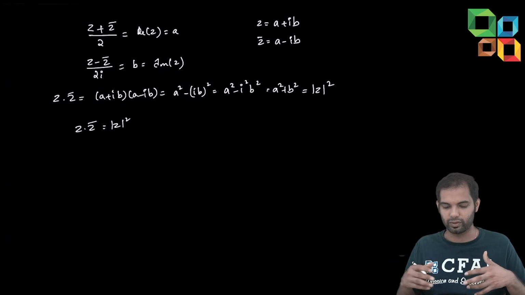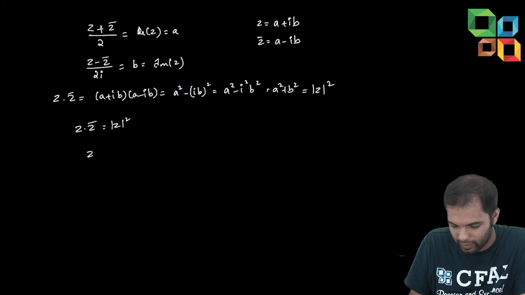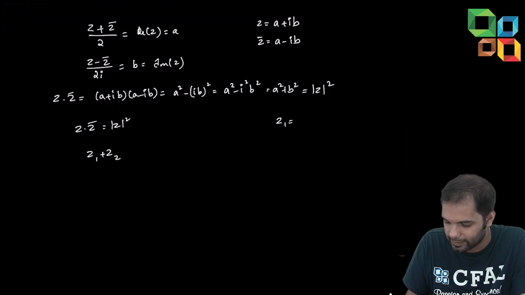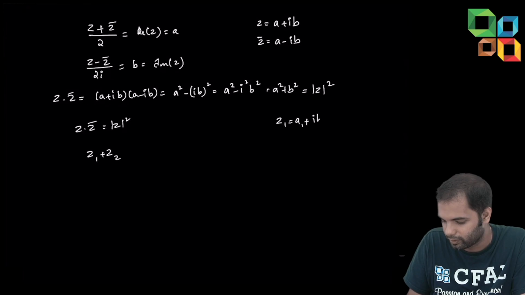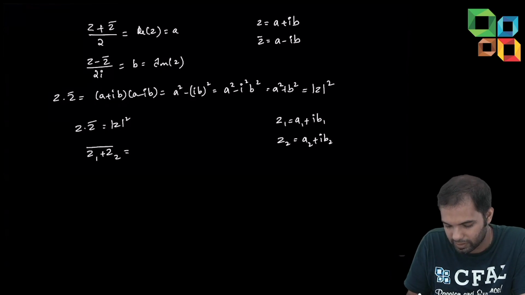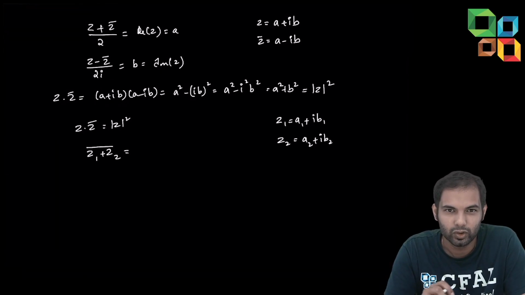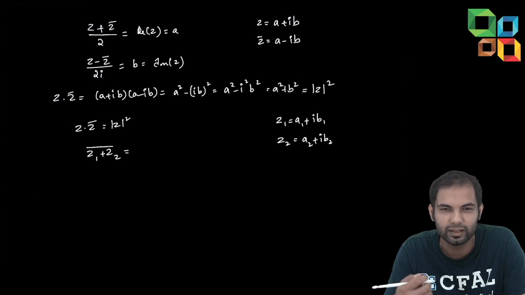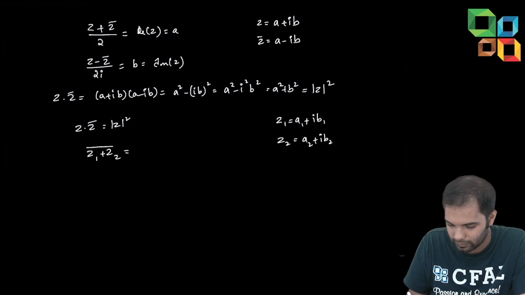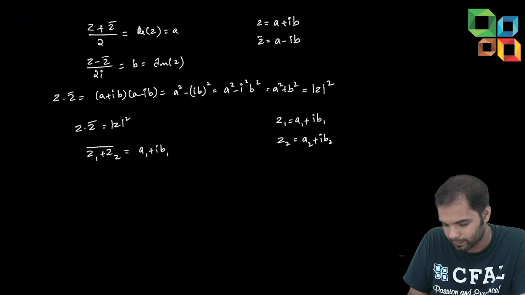Similarly, I just wanted to figure out what will happen if I add two complex numbers. Let us take z1 as a1 plus ib1 and z2 as a2 plus ib2. We have already seen addition. What I want to do is add these two complex numbers, then find the conjugate. Is there some relation with z1 bar and z2 bar? That's what we're trying to figure out. If I add them, we get a1 plus ib1 plus a2 plus ib2.